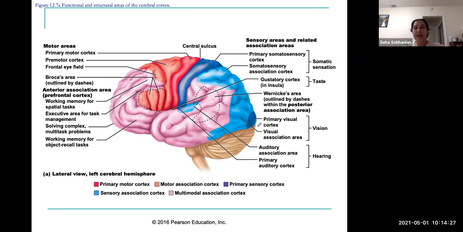So this picture is your friend, guys. You need to understand what each of these words actually means, and again, which part of the brain controls each of the actions.